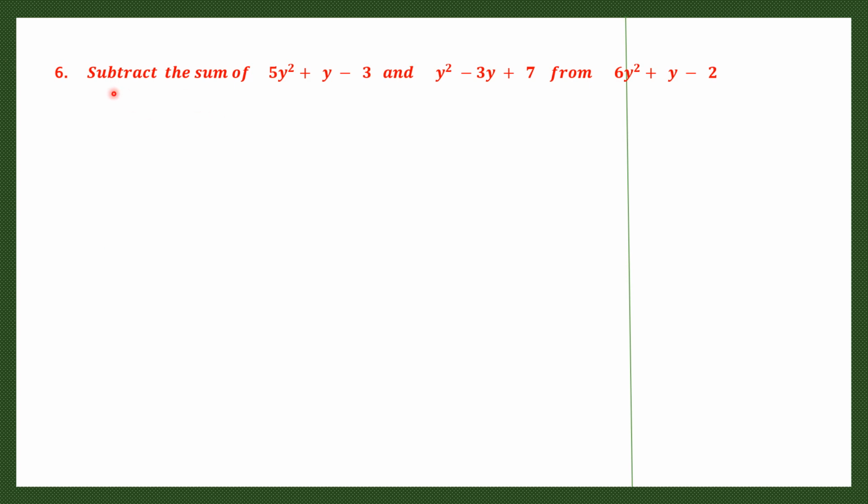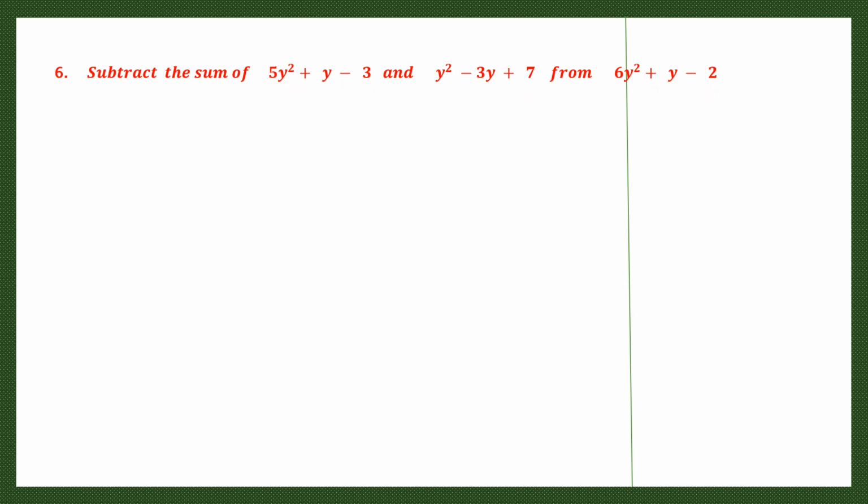Question 6. Subtract the sum of these two. What's the meaning of sum? Addition. The answer that you get when you add up two numbers is called the sum. So first thing is we have to add up these two and subtract that answer from this. So first let's add up these two.